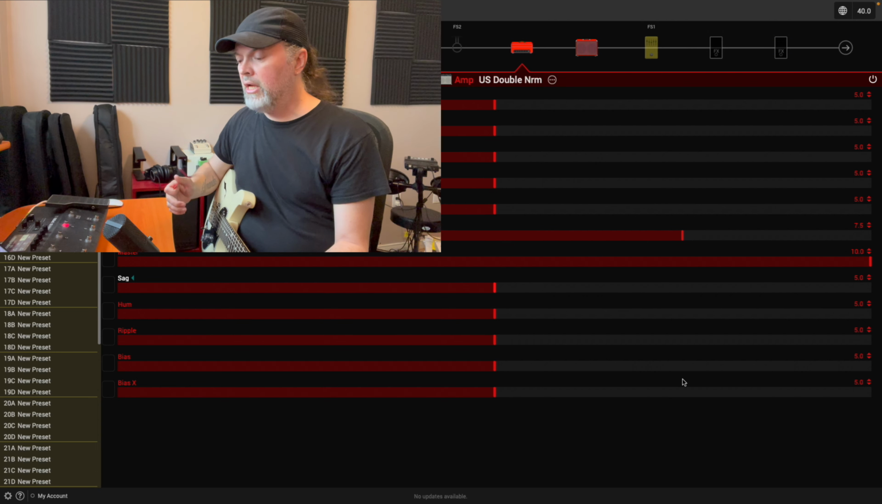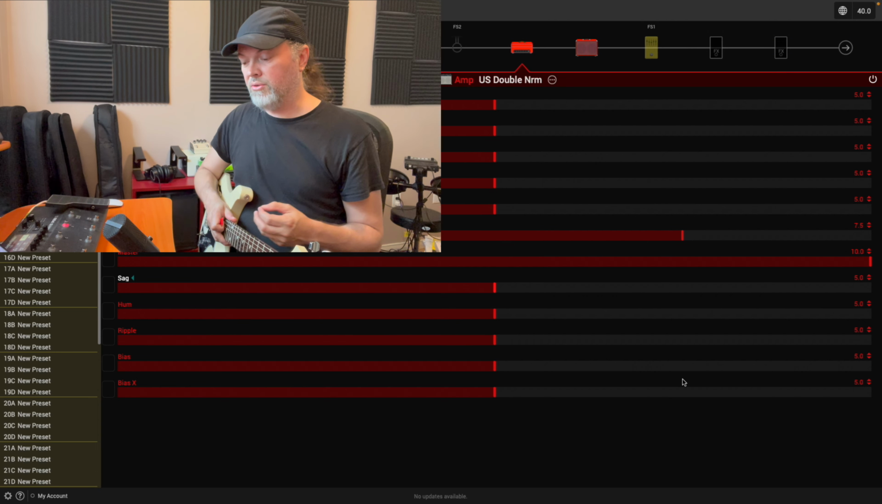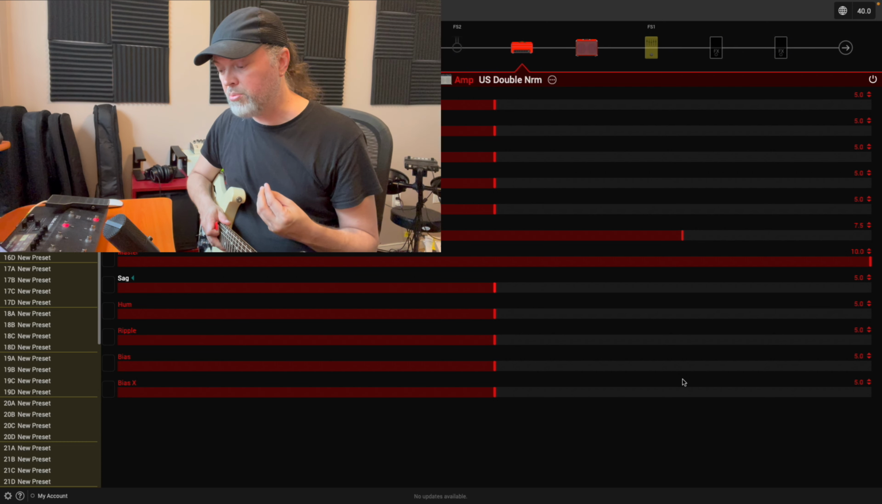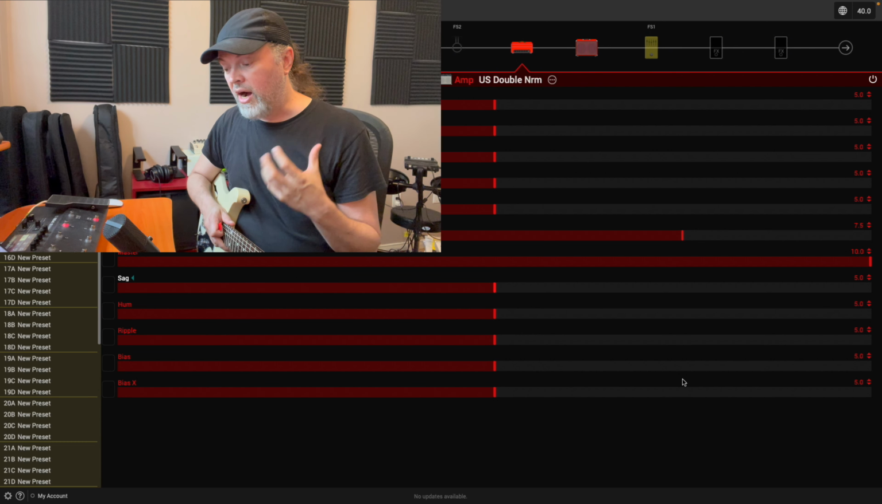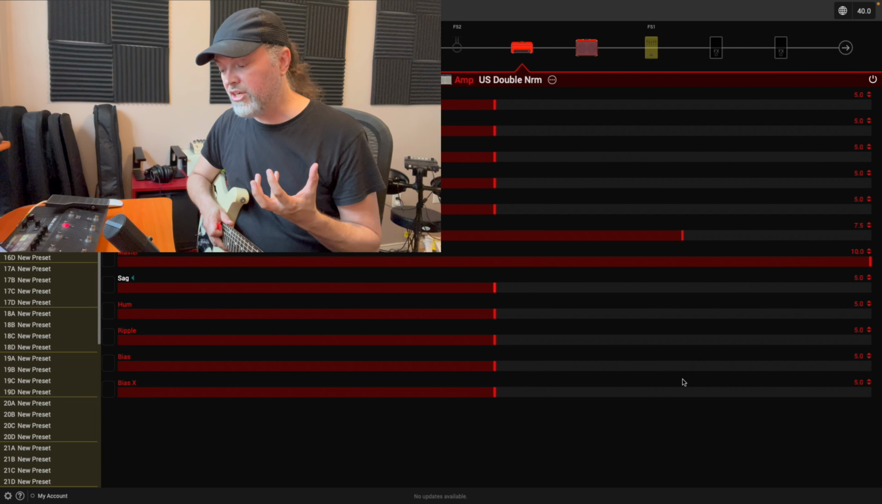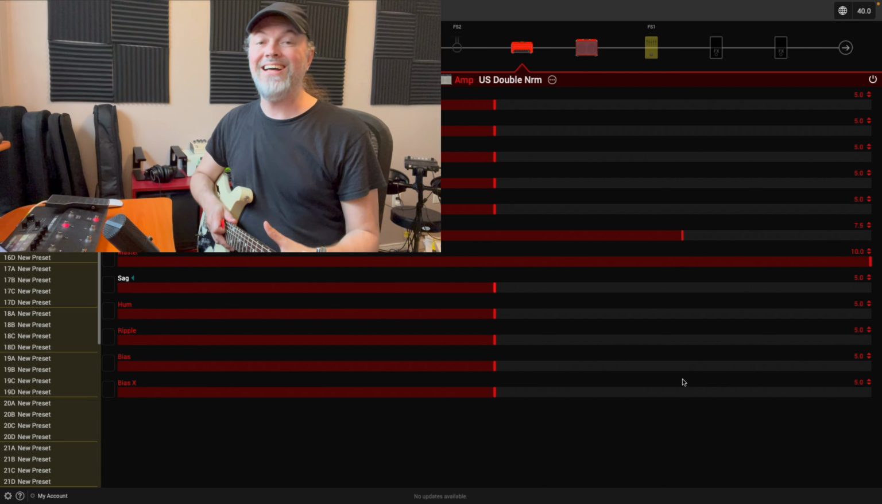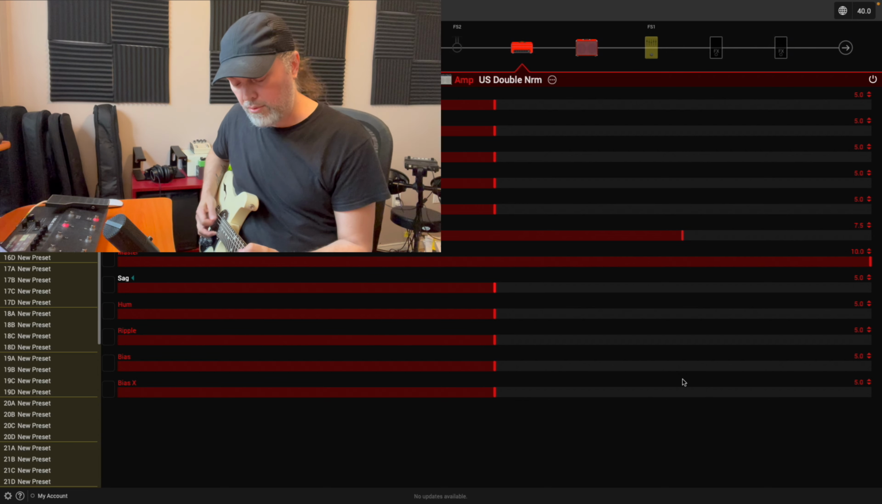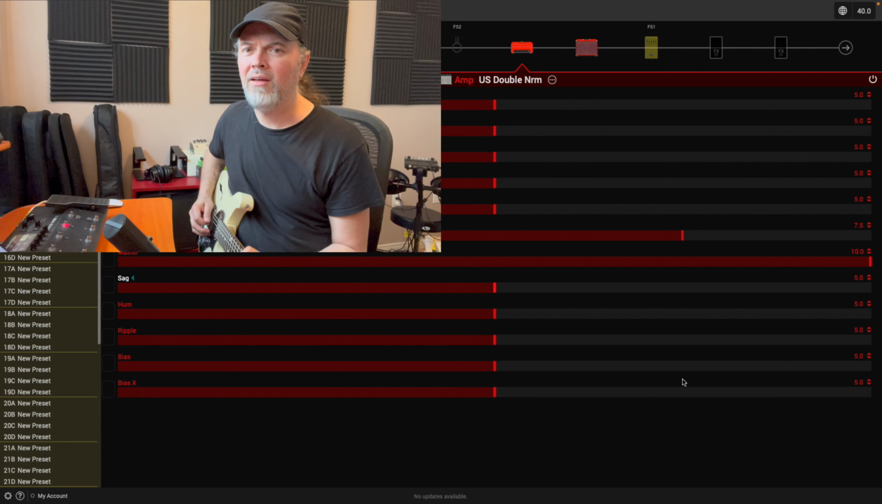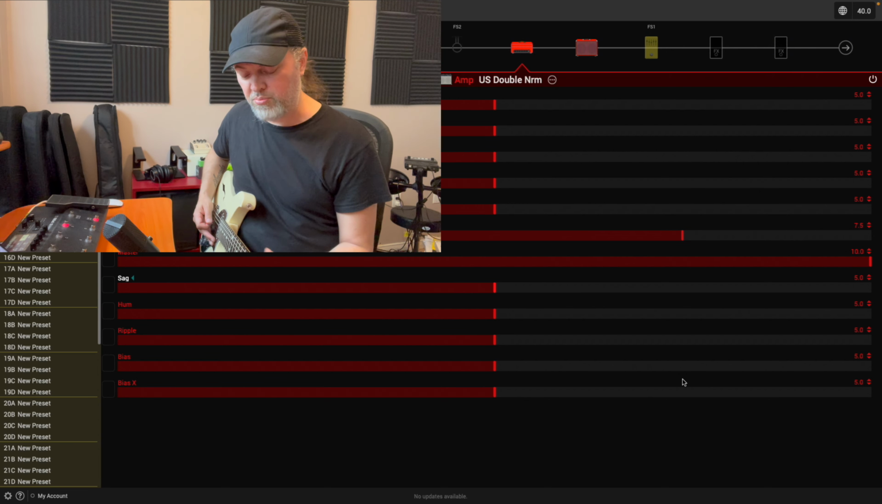Okay, so let's start with SAG. What does the manual say? Lower SAG values offer a tighter responsiveness for faster metal performances, so I guess kind of compressing. Higher values provide more touch dynamics and sustain for blues and classic rock riffs. So let's do some riffs. I guess it's a lick. Doesn't matter. Let's play.